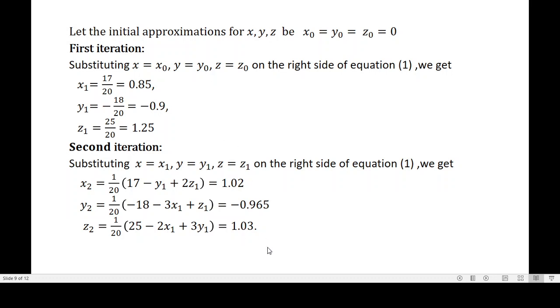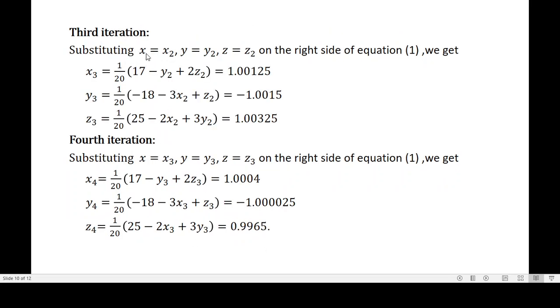We continue the process. So third iteration is substitute x is equal to x2, y is equal to y2, and z is equal to z2 on the right side of equation 1 to get x3, which is equal to 1 by 20 into 17 minus y2 plus 2z2. Substitute the values, that is equal to 1.00125. Similarly, find y3. We get y3 is equal to minus 1.0015. z3 is equal to 1 divided by 20 into 25 minus 2x2 plus 3y2, which is equal to 1.00325.